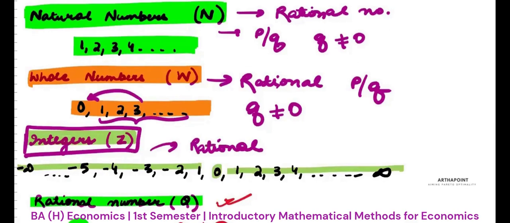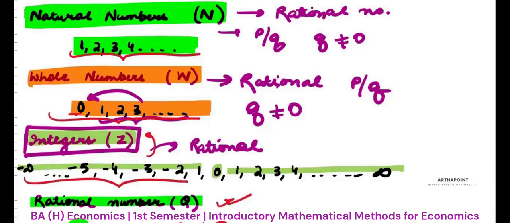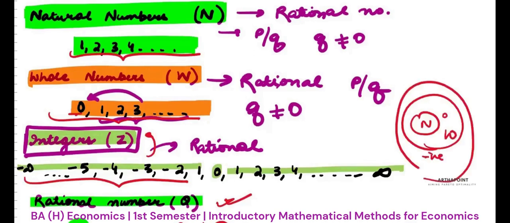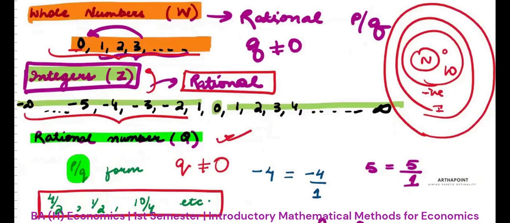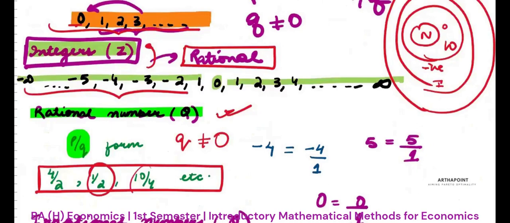So imagine where we started. We started with natural numbers. We added a 0 to it and it became whole numbers. We added negative numbers to it and it became integers. And all these are still included because they can be represented in P by Q form, along with some things which are not integers, like half, like 10 by 4. These are fractions, which together form rational numbers.